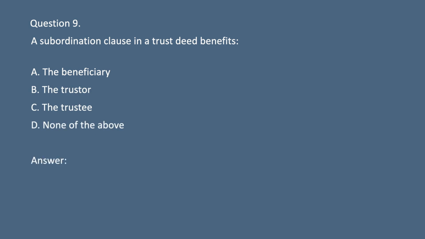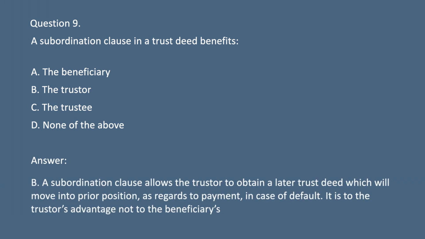Answer. B. A subordination clause allows the trustor to obtain a later trust deed which will move into prior position, as regards to payment, in case of default. It is to the trustor's advantage, not to the beneficiary's.